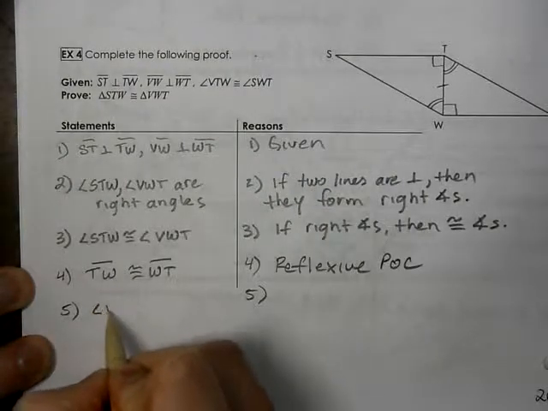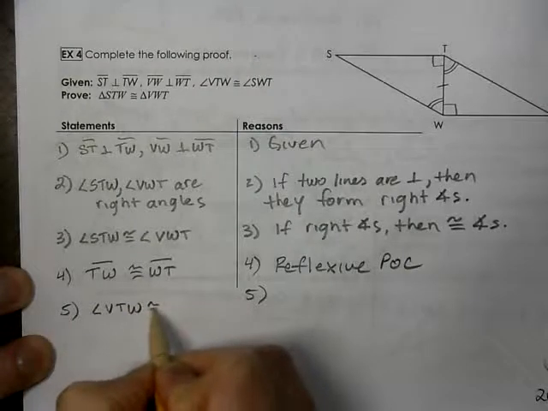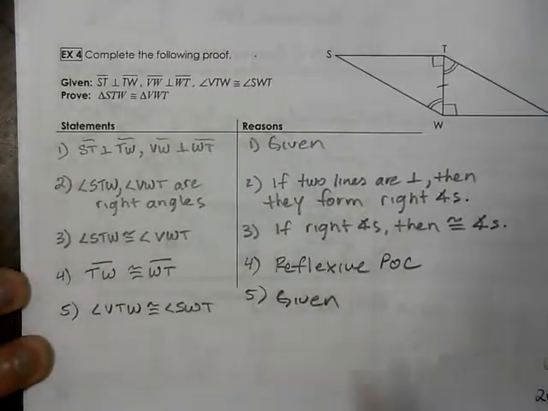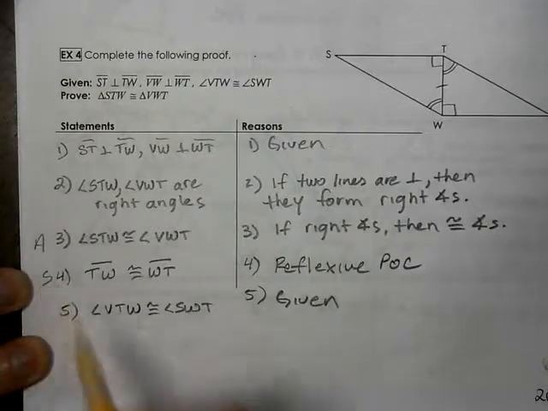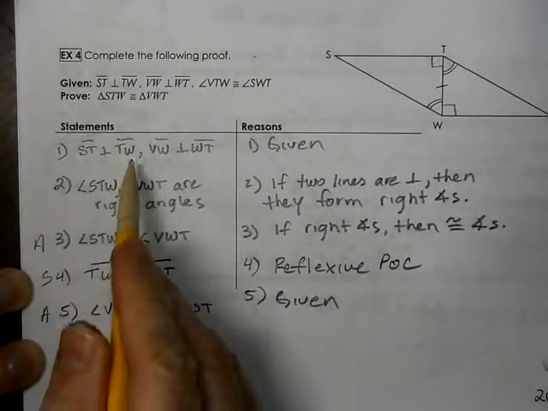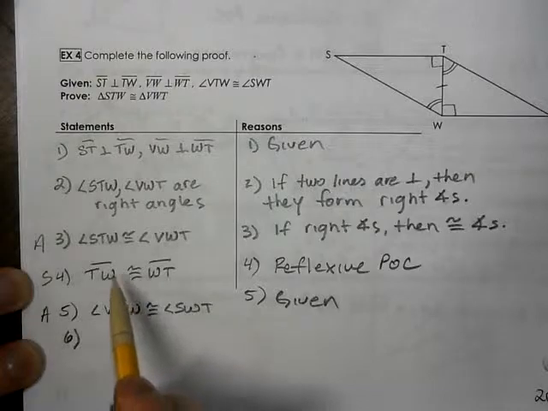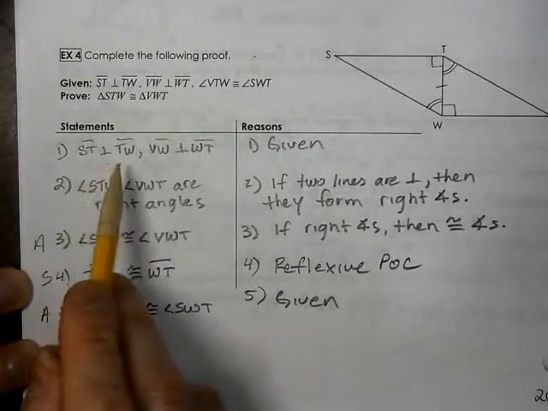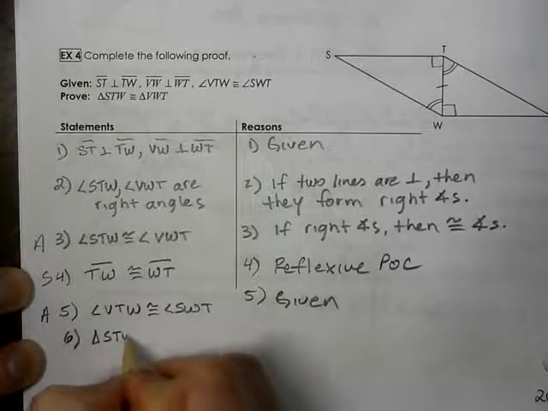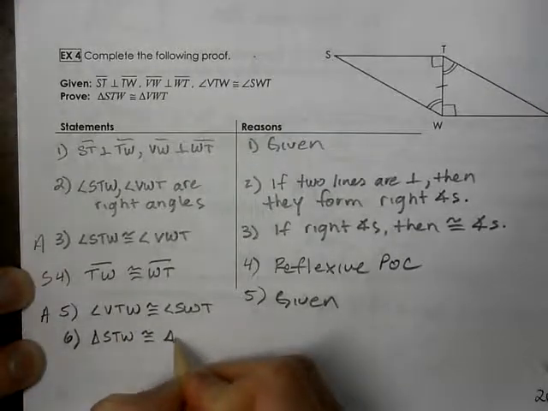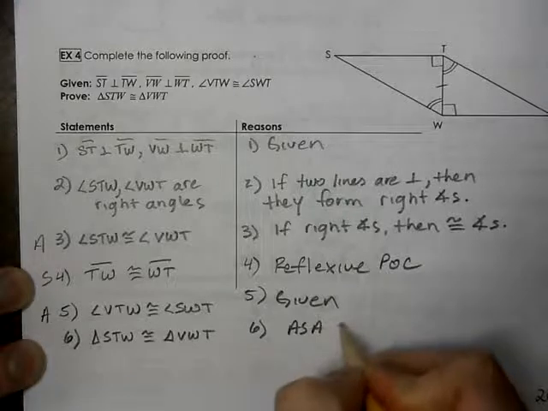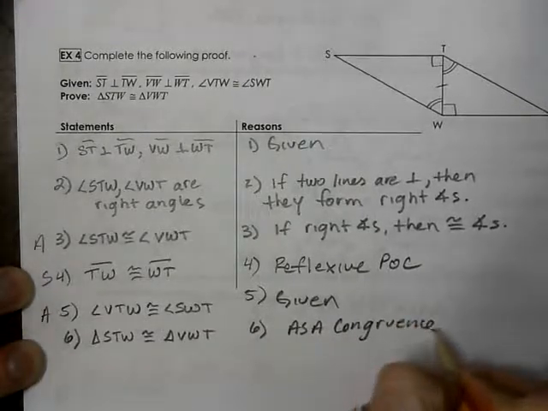We know that angle VTW is congruent to angle SWT. That was part of our given. So now we have a pair of angles the same, we have a pair of sides the same, and now we have another pair of angles the same. We could have put that up at the given, not a problem, and we would have had 5 steps. But instead of slamming it up here and putting it before we really needed it, I wrote it down here. We know that triangle STW is congruent to triangle VWT. And that's called angle side angle congruence.